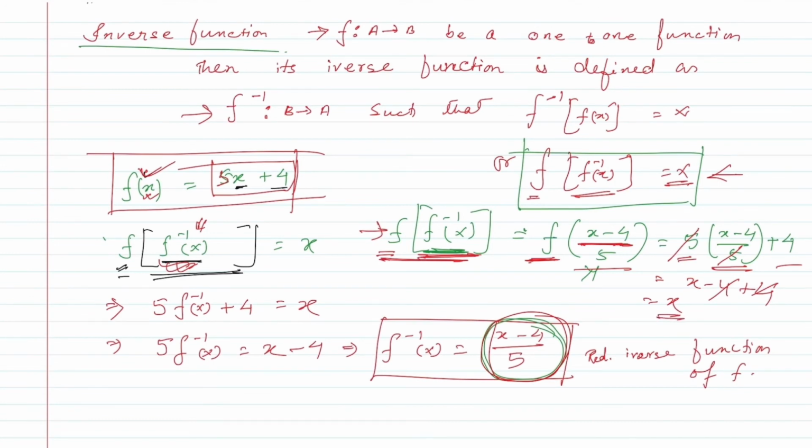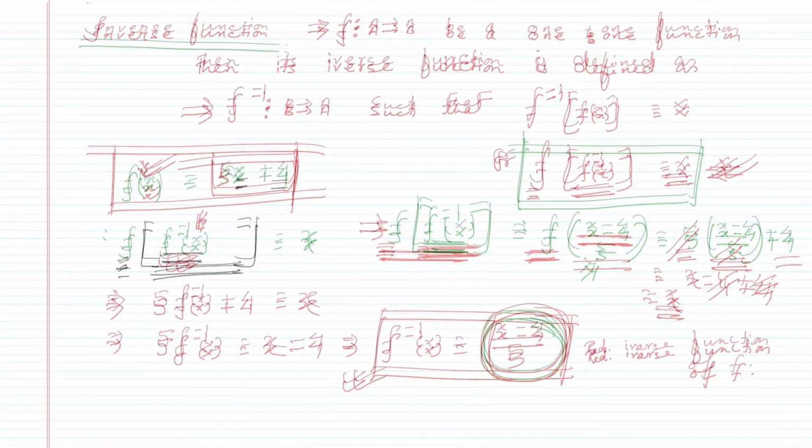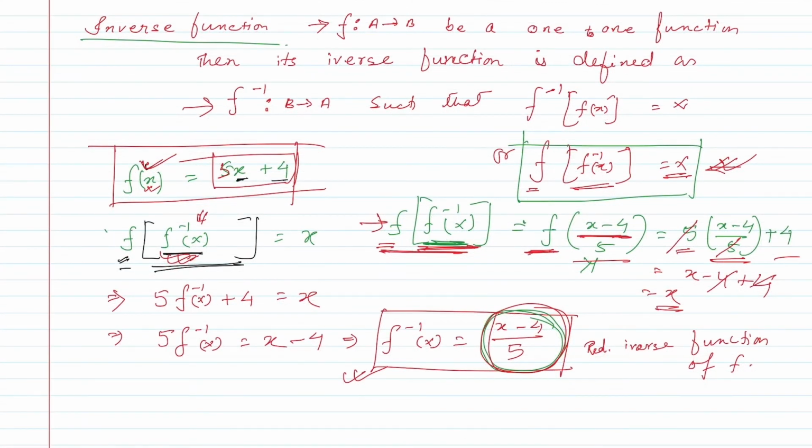That's why this condition is satisfied to be an inverse function. Okay, this condition is satisfied. So hope you have understood why f inverse of x is an inverse function of f of x, because for f of f inverse x we have got x. Hope you have understood how to find an inverse function and what an inverse function actually is.